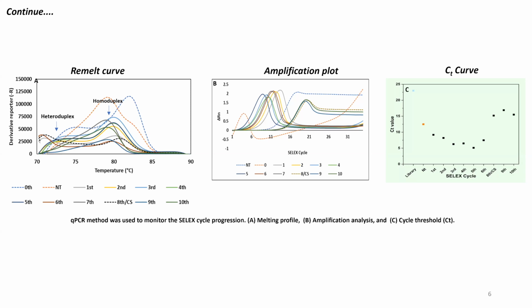As you can see, for the library that usually doesn't have an aptamer for the carbendazim molecule, the CT value is high, because the CT value indicates the amount of template for the small molecule. As the cycles progress, there is a decrease in the CT value, up to the 6th cycle. When we introduce the counter SELEX, there is a jump in the CT value, which shows that some of the aptamers bound to cross-reactive molecules.